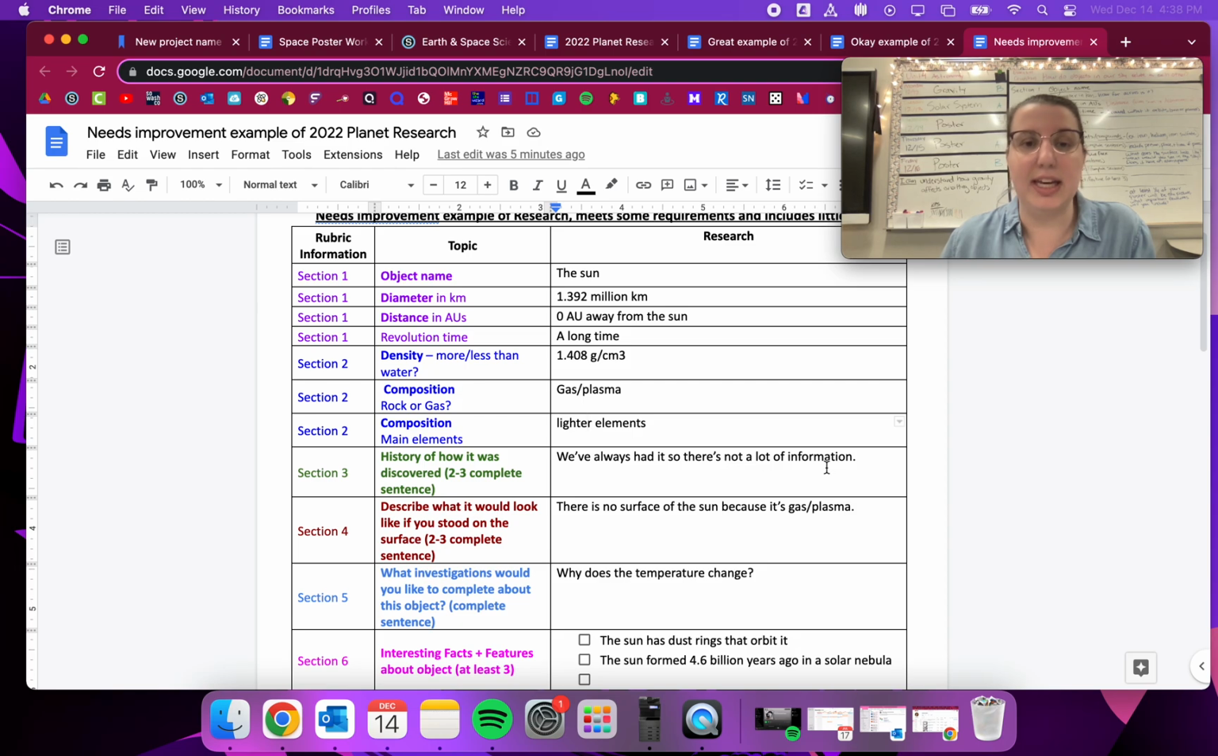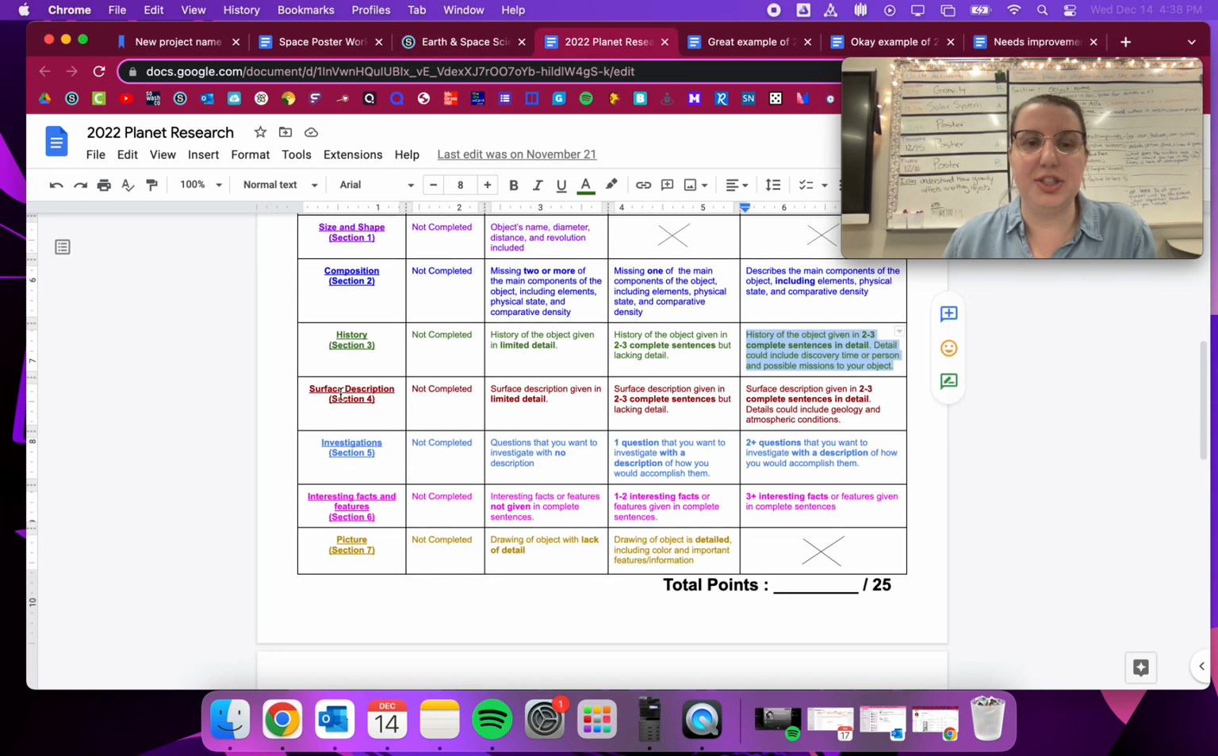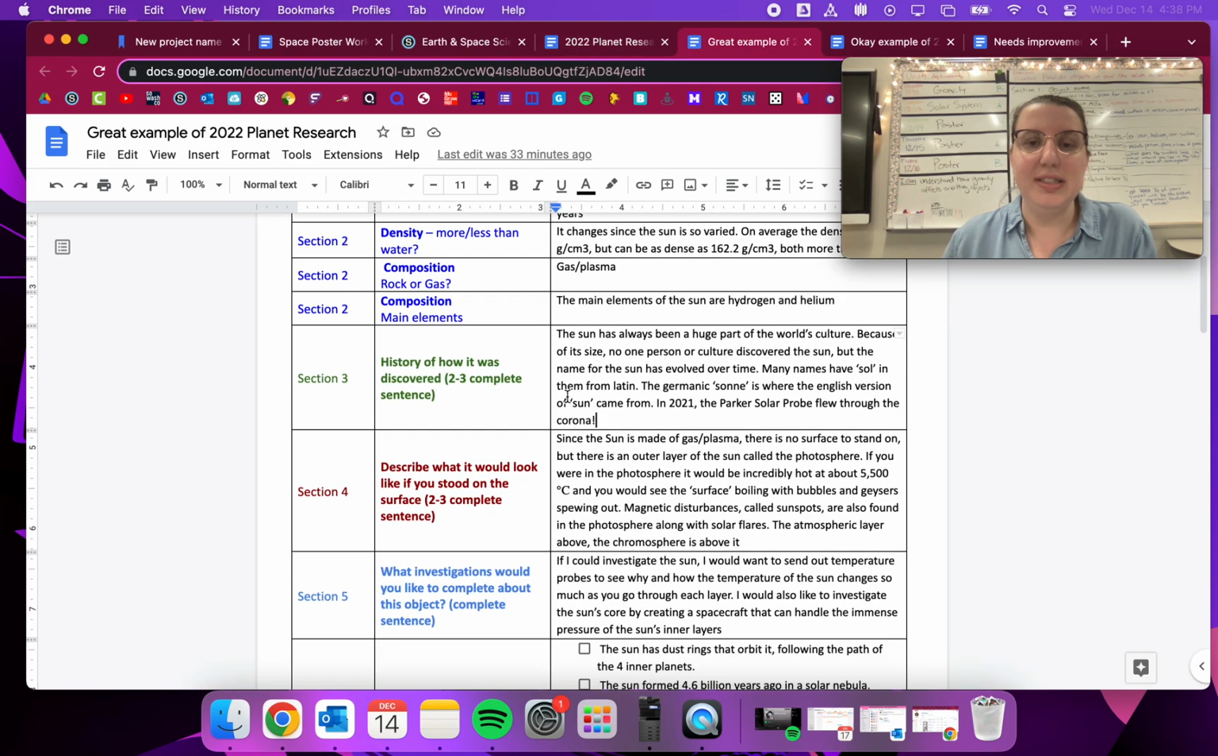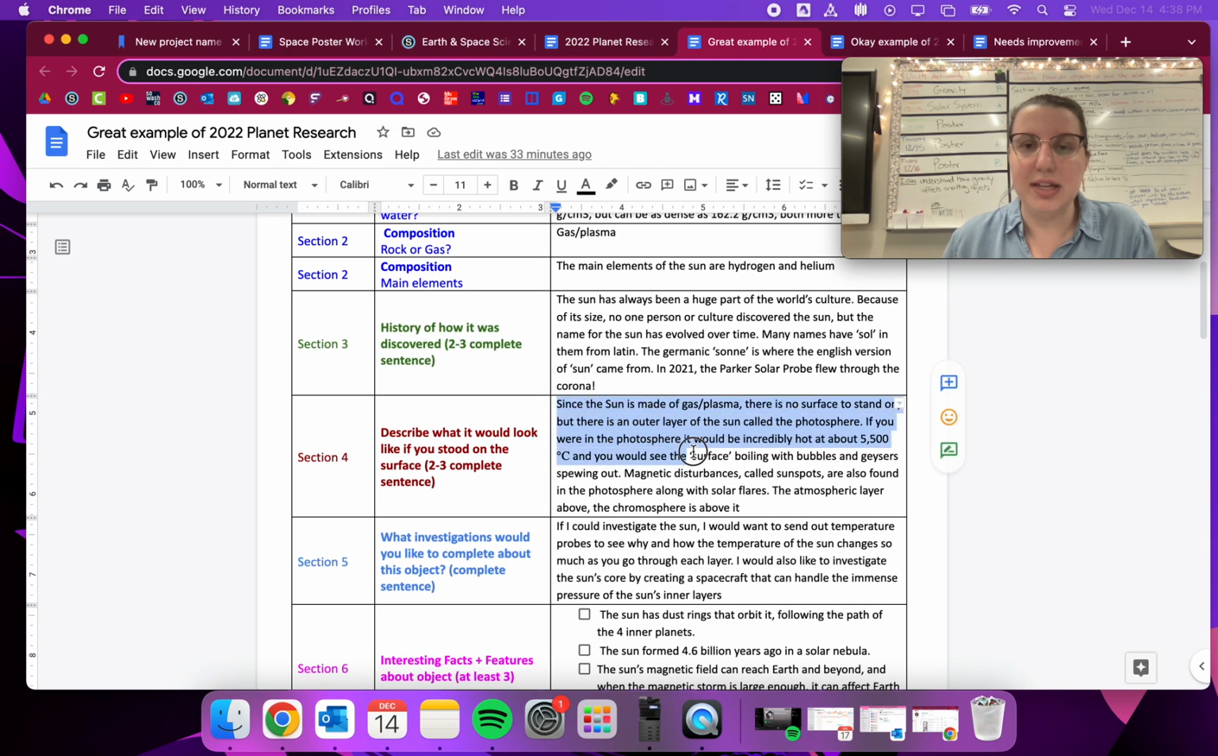So this would definitely be a 2 out of 4 there. All right, for the next section, surface description. To get a 4 out of 4, the surface description must be given in 2 to 3 complete sentences in detail. Details could include geology and atmospheric conditions.